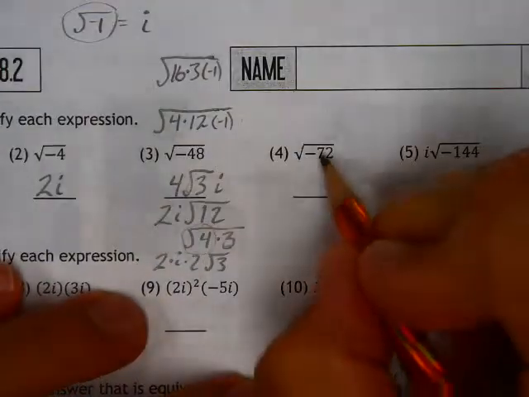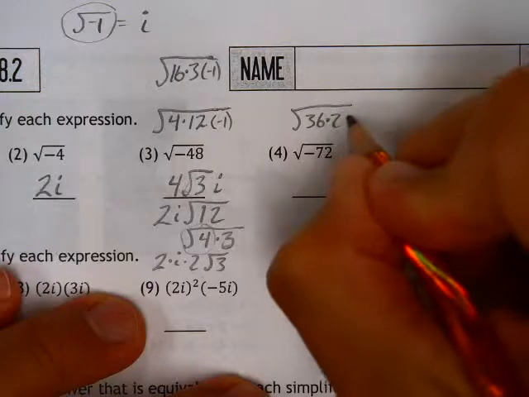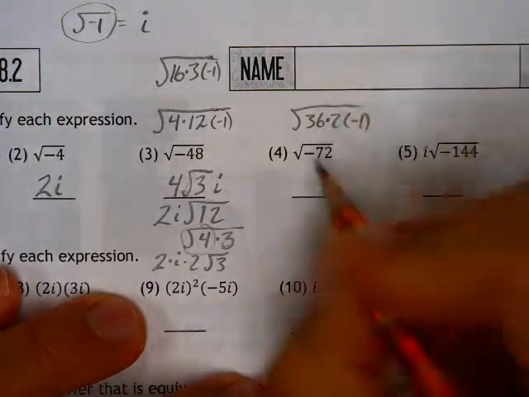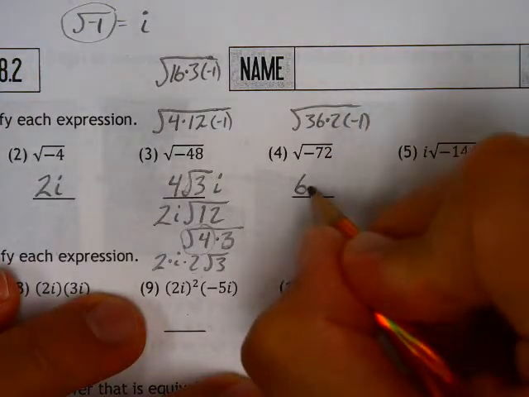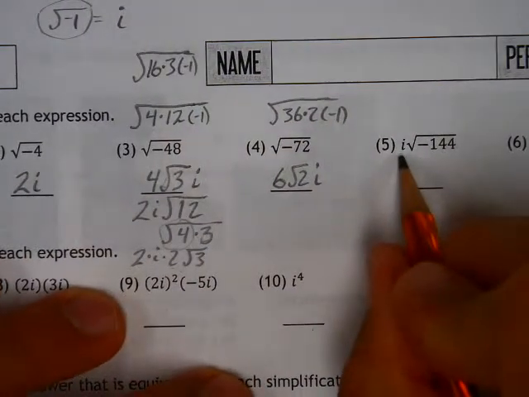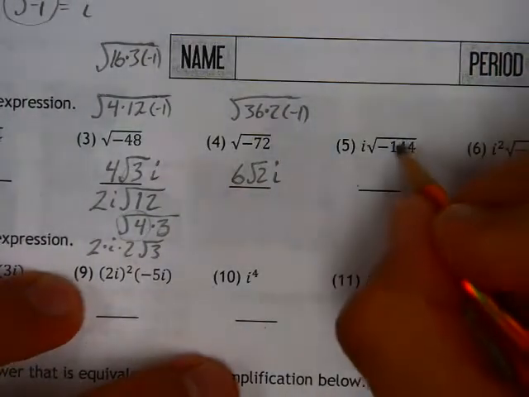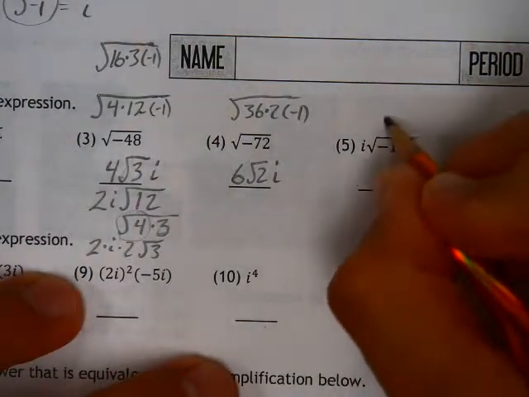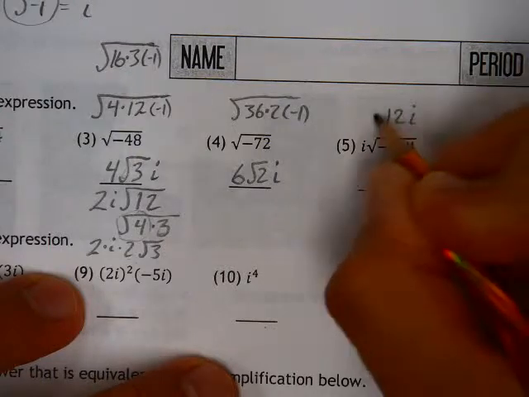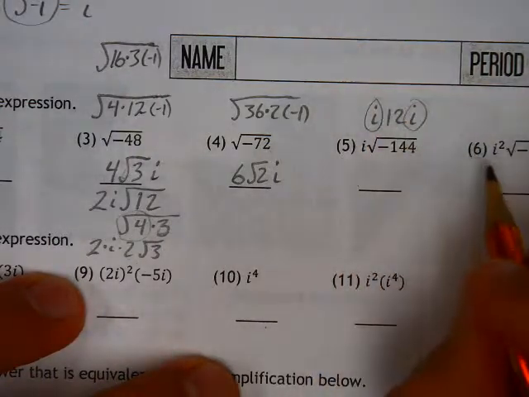Okay, and we're right here. Biggest number, 36. Square root of 36 times 2 times -1. That is 6 times the square root of 2, times i. Uh-oh, there's an i out in front. Not a big deal. When we take the 12 out, it's 12i, and the i that was already out there. What happens when you get i times i?